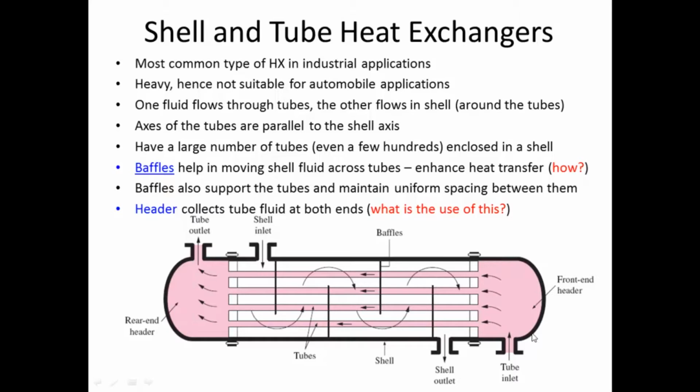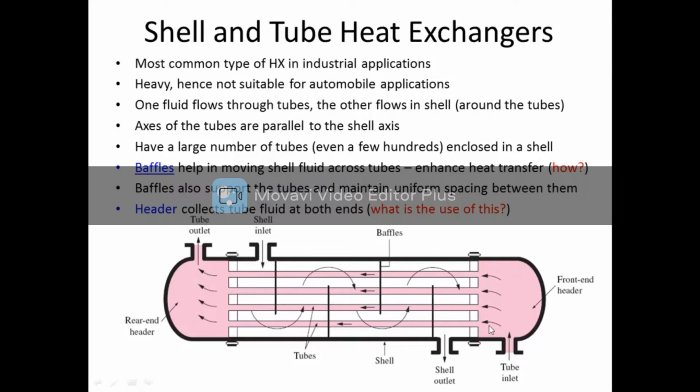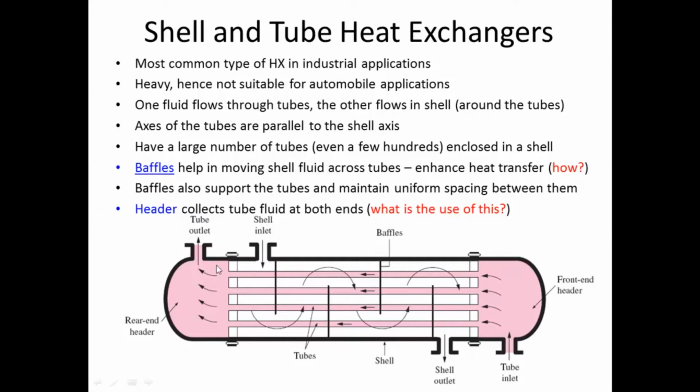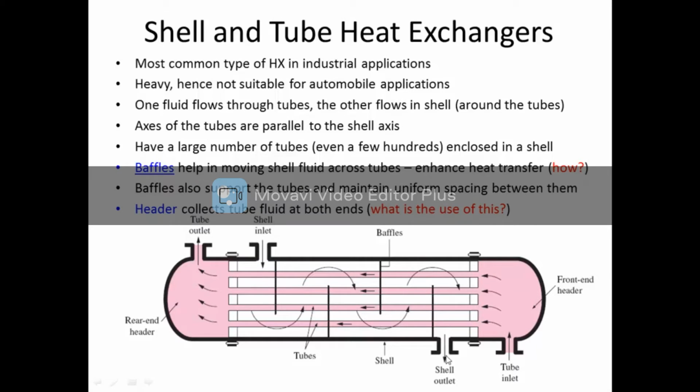This area is called a header. The header collects the fluid, and from here it opens out into the tubes, and the fluid flows through the tubes. It comes out here, and there is another header here where the fluid gets collected, and then it leaves from the header. The shell fluid comes in here and flows around the tubes and leaves at the other end. These plates that we see here are called baffles.